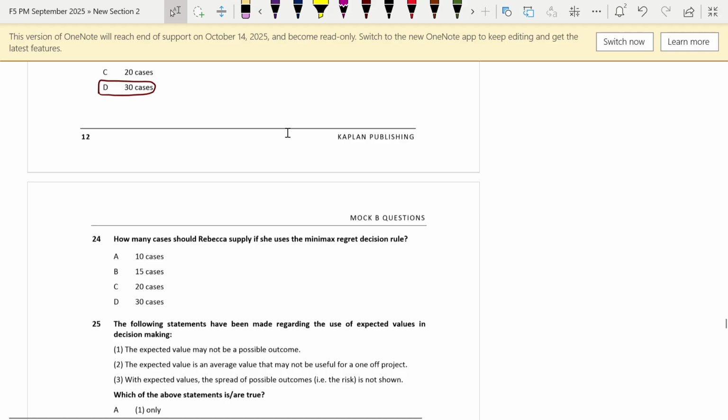Now, the minimax regret rule. Minimum of the maximum regret. So minimum, maximum regret. Okay. Now, how much is there?